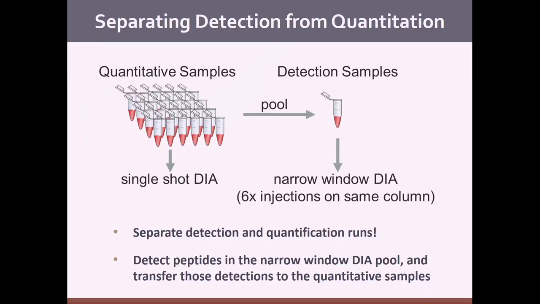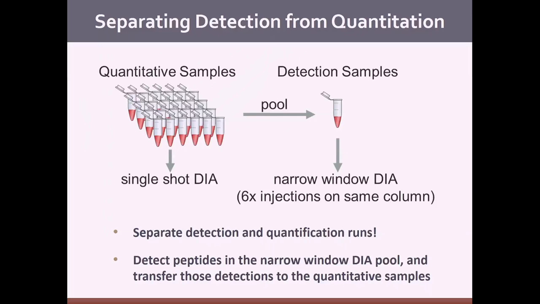And then he injects that pool six times on the same column. Because he was doing 24 mass-to-charge wide windows that were overlapping, by doing six injections he's basically got, I think in the end, six mass-to-charge overlapping windows that gave three mass-to-charge of selectivity. So we now have three mass-to-charge narrow window data, to which you can apply a tool like Bacon to detect what peptides are present in the sample using narrow isolation windows.